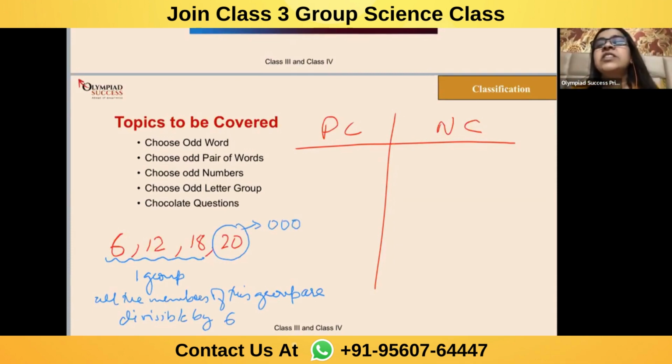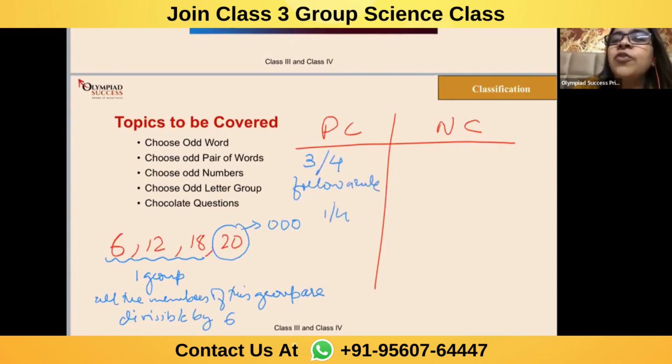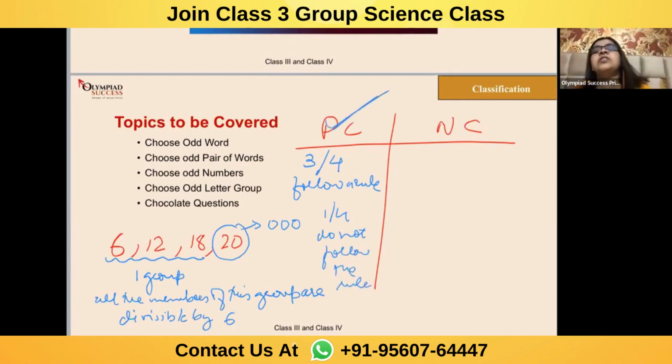So this is positive classification. Why? Because 3 out of 4 members follow a rule and 1 out of 4 members does not follow the rule. If you want to note it, you can note it. This is something we will do in our questions. Positive classification: 3 out of 4 members should follow a rule and form a group, and 1 out of those 4 members should not follow the group. That will be my answer, the odd one out.